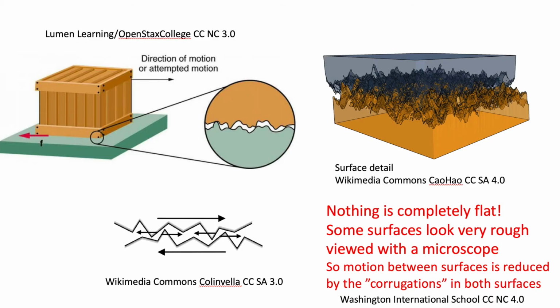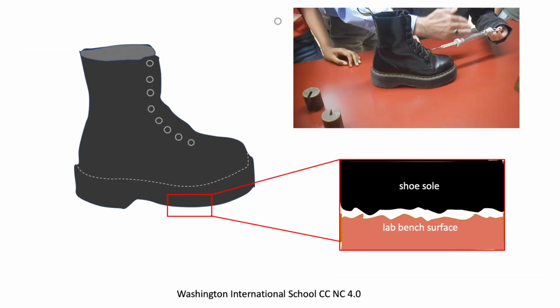And looking more closely, amplifying, magnifying what is between them. So nothing is completely flat. Some smooth surfaces look very rough when viewed with a microscope. And with our shoe, we do indeed have almost corrugations on the lab bench surface at microscopic level, and indeed on the shoe sole.